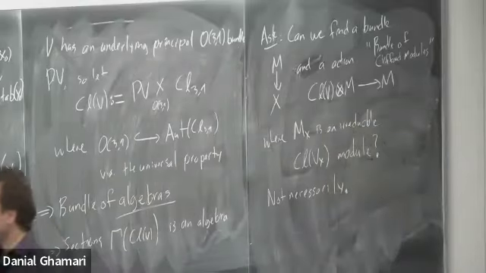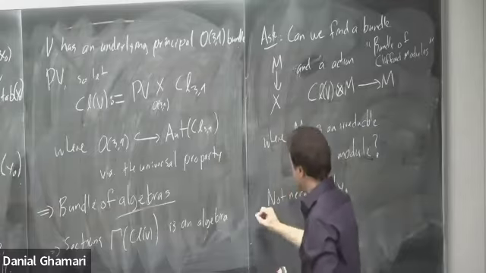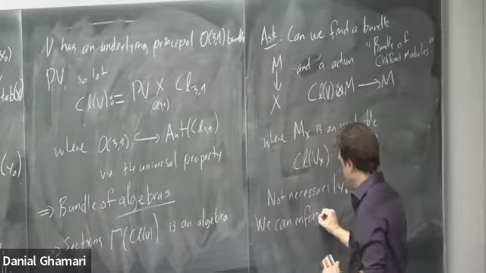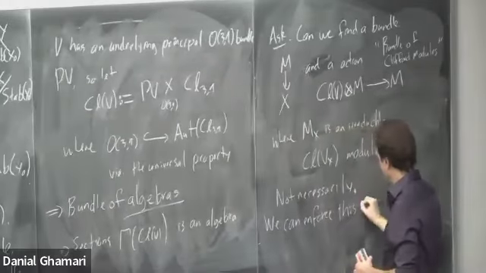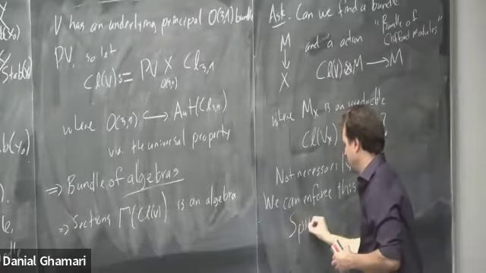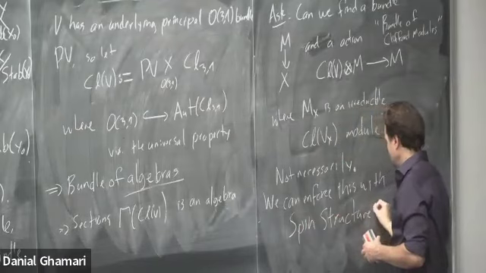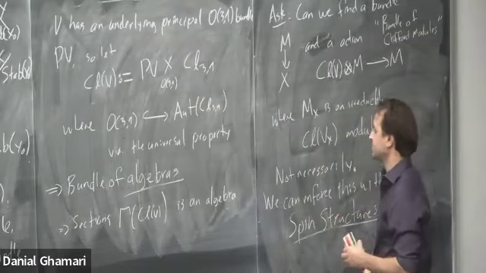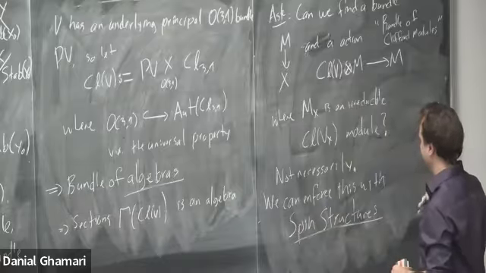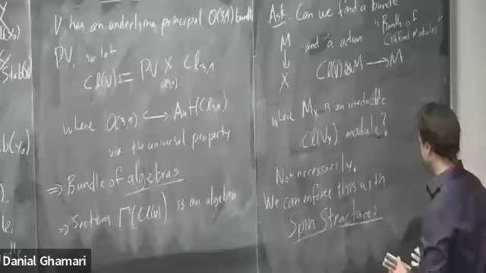So what we're going to do in order to enforce it is use something called a spin structure. Like I said, this is kind of like an orientability condition, but at a bit of a higher level, especially since we're already starting with an orientable bundle.